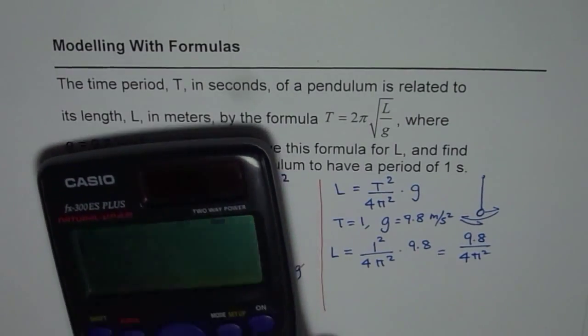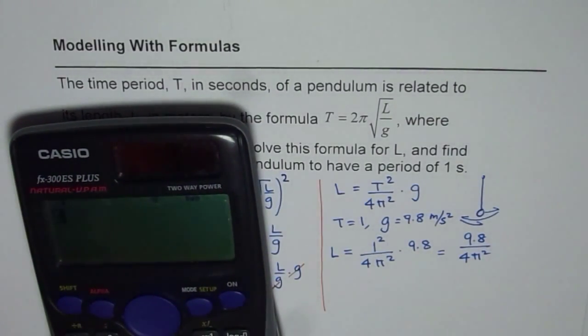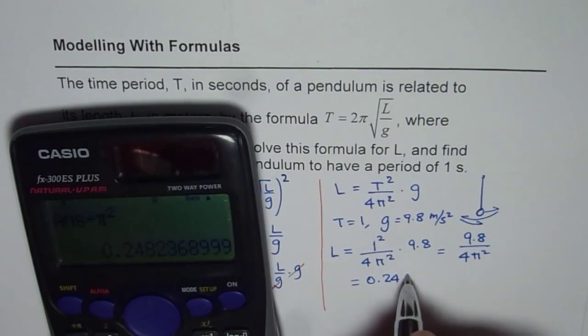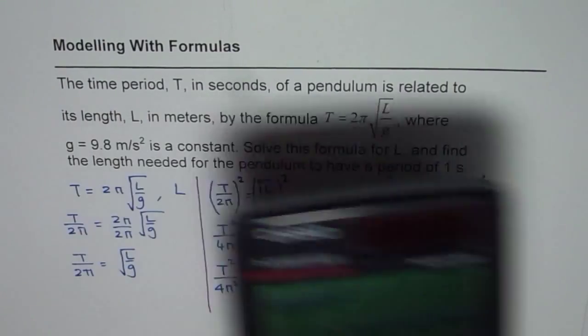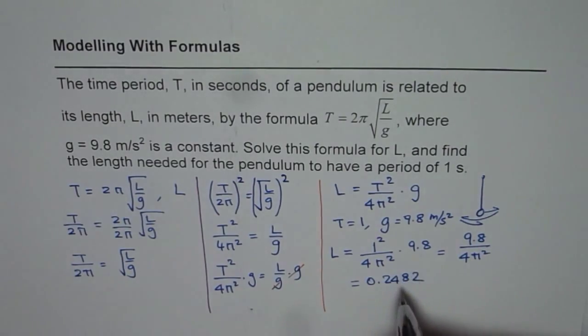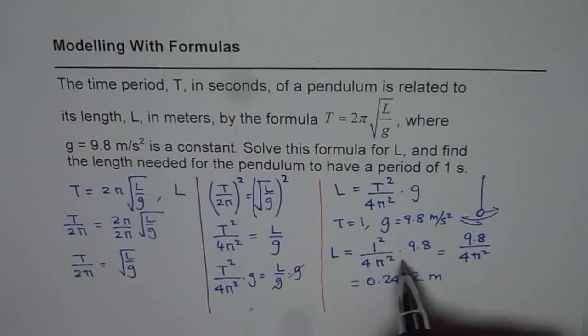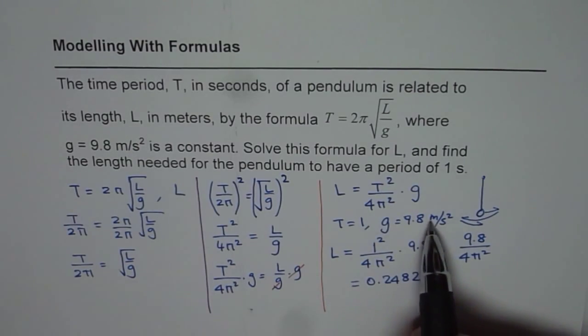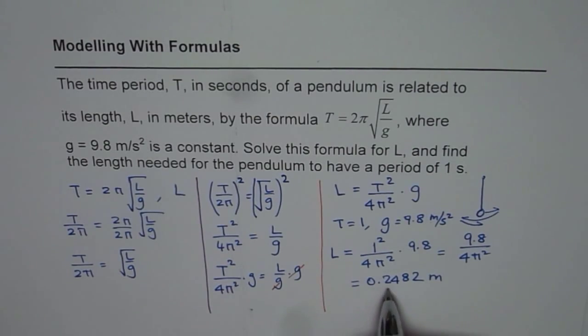So let's use the calculator to find the answer. So 9.8 divided by 4 is equal to something which we will divide by pi squared, and that equals 0.2482. So that is what we get, and the length should be in meters, since G is in meters per second squared. Time was in seconds, so second squared cancels, and you are left with meters, correct? So the length is 0.2482 meters, the length of the pendulum.